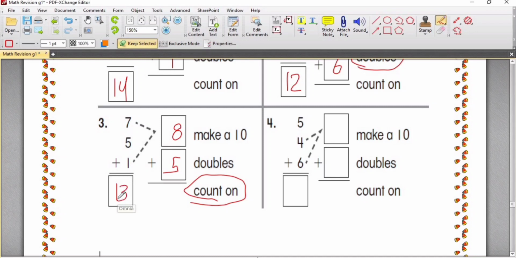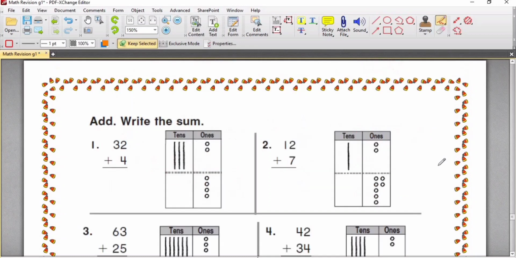Great job. Now let's see question number 4. Here he made a line for 4 and 6. So guys, tell me 4 plus 6 equal 10, and we will write the other number here, 5. So here we make 10, doubles, or count on. Of course, when we get 10, that means we make 10. Now let's see, 10 plus 5 equal? Yeah, super, that will be 15. Great job.